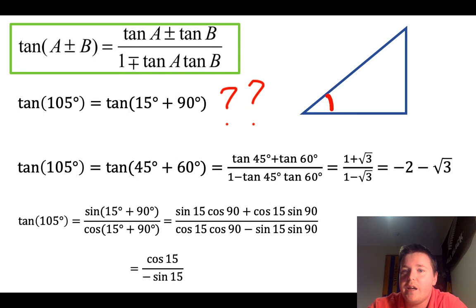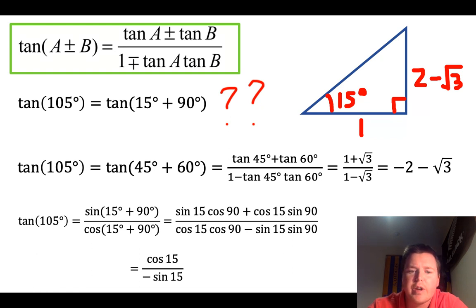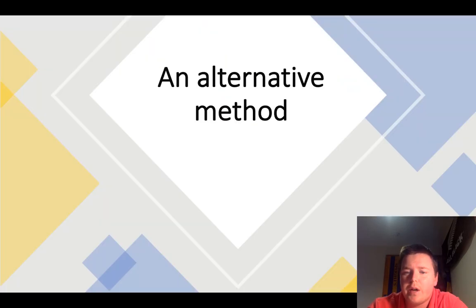Draw a triangle again, this time 15 degrees, 2 minus root 3 over 1, that came from before. To find cosine and sine though, we're going to have to find this hypotenuse, and it's not a nice expression. It involves surds. So instead, just recognize we need negative cotan of 15, the reciprocal of tan with a minus, and that gives us our answer.